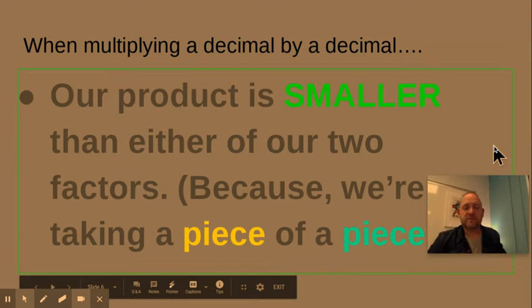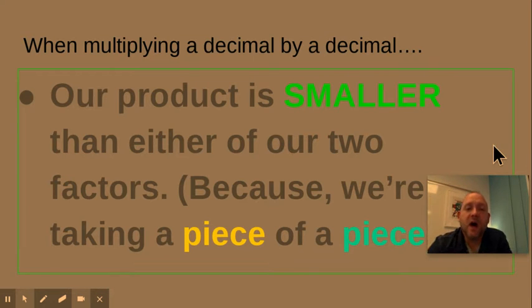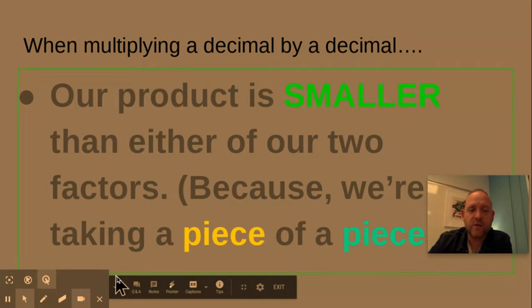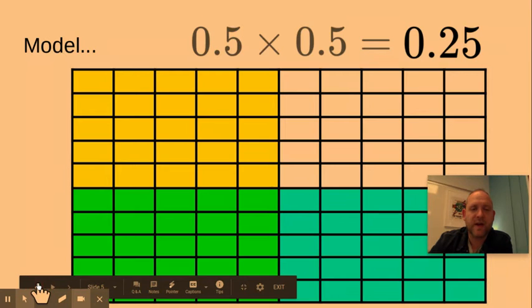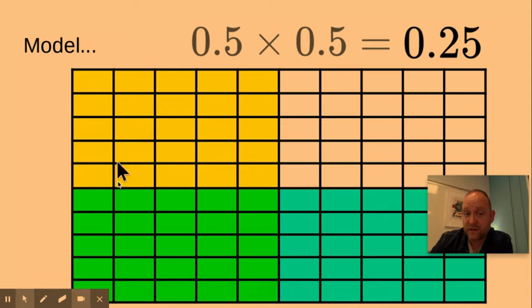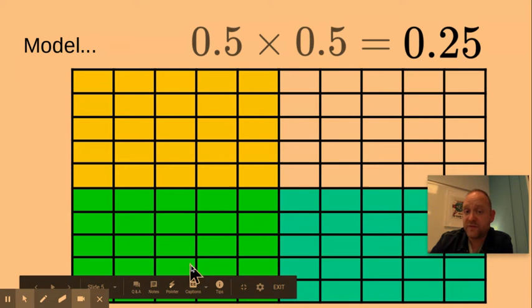So, other things I want you to notice. Our product is smaller than either of our 2 factors because we're taking a piece of a piece. If I go back here, here is our first original piece. It's actually fairly large. It's 50/100ths.